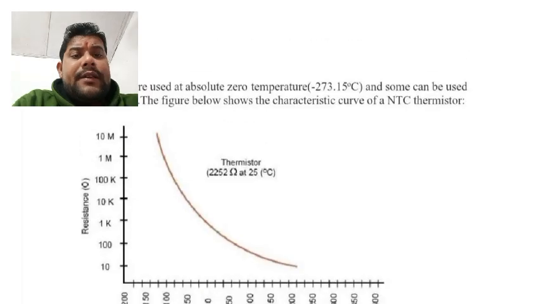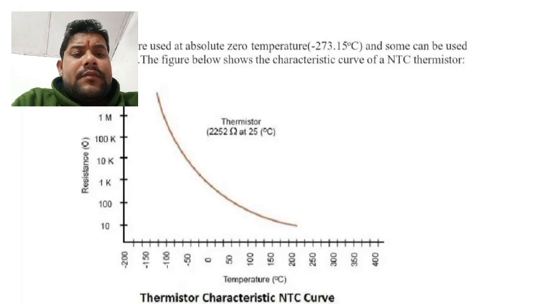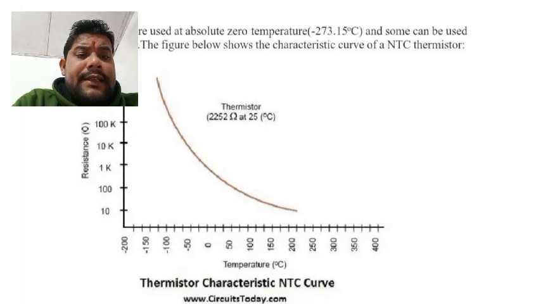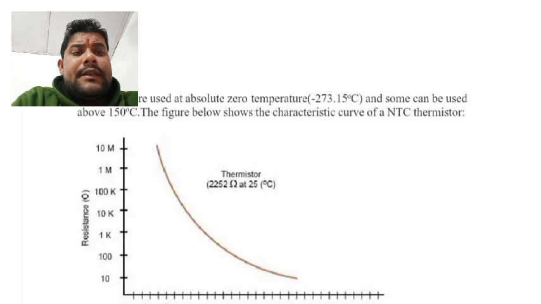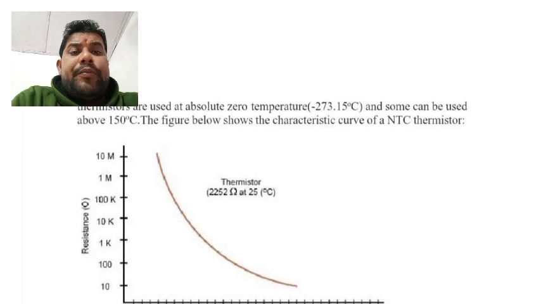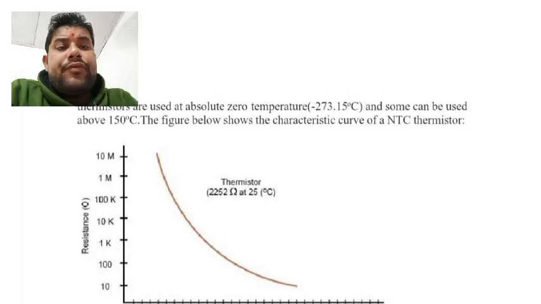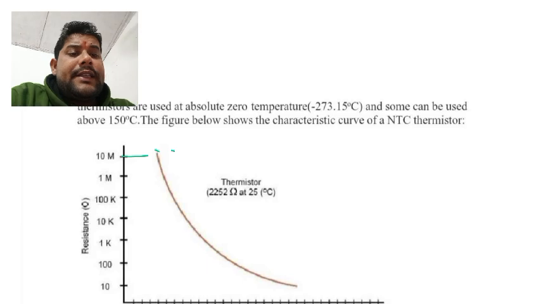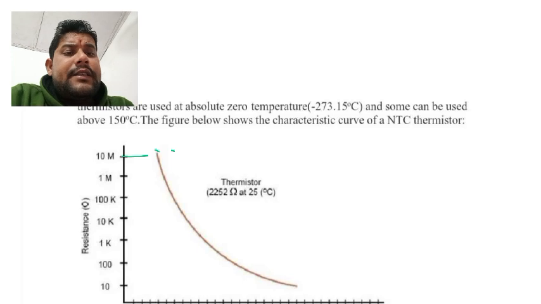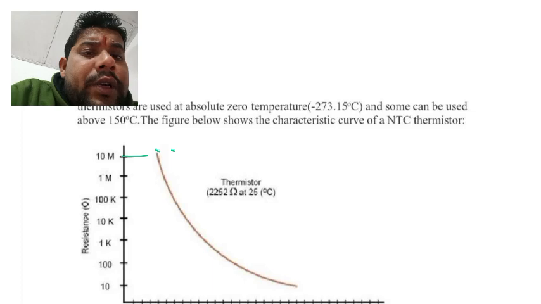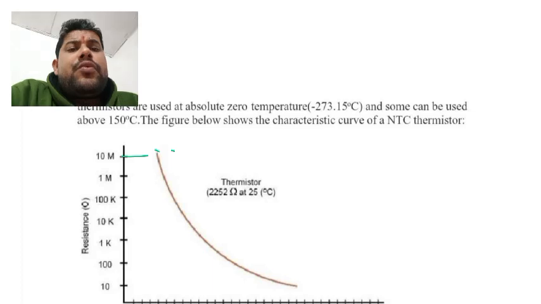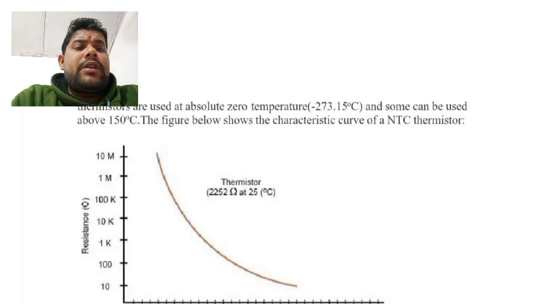At minus 100 degrees Celsius, its resistance is approximately in the range of mega ohm. This is the range of 10 mega ohm. As temperature increases, its resistance starts to decrease. At 25 degrees Celsius, its resistance is 252 ohm.